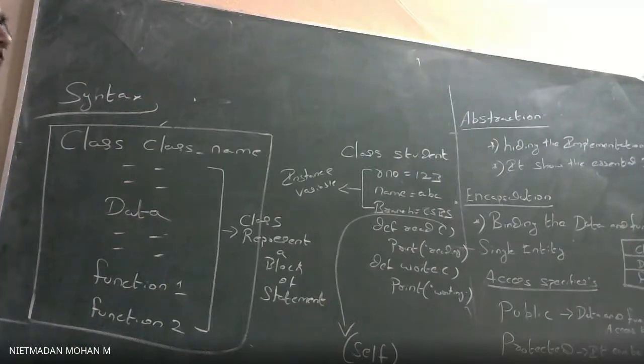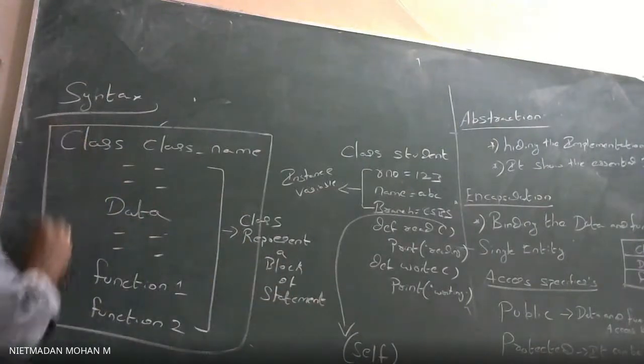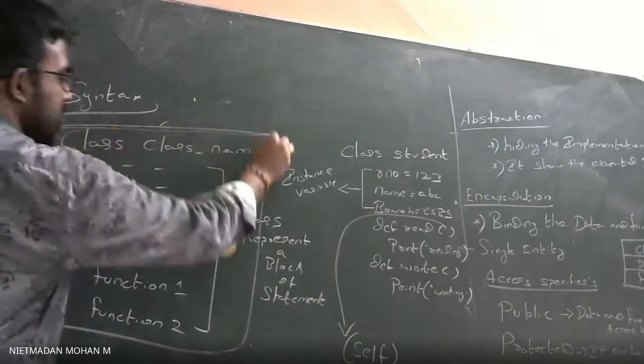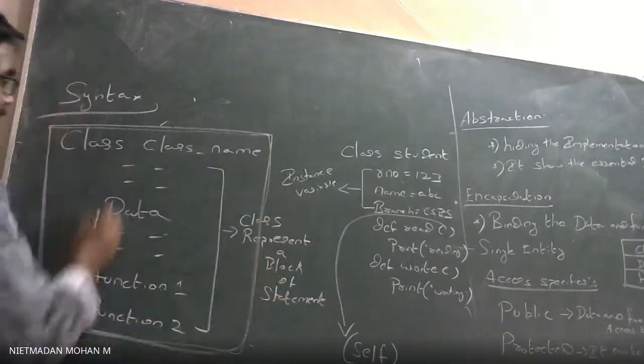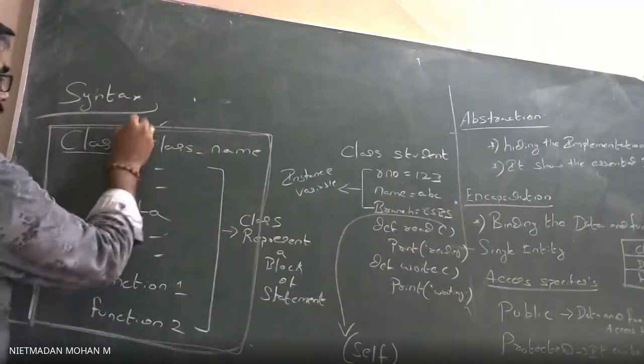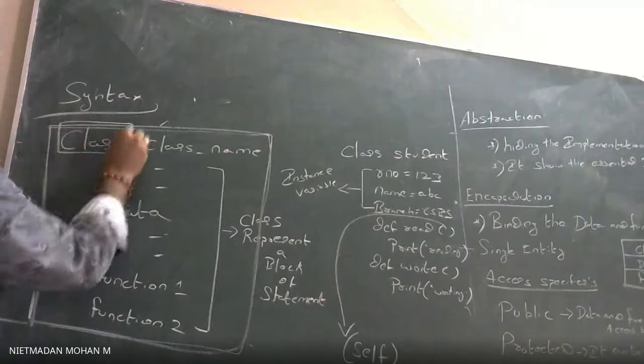What is meant by class? We have seen what is meant by class. A class is a blueprint of an object. The object will be a reference of a particular class. So this is the syntax of a class. The syntax starts with the keyword called class.